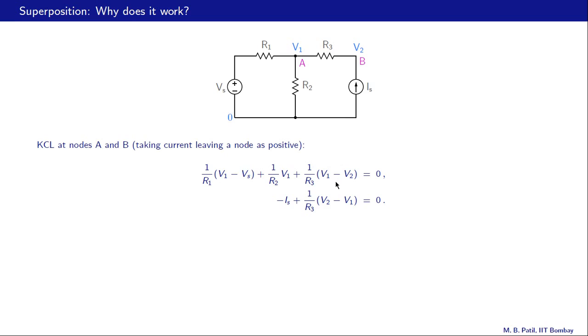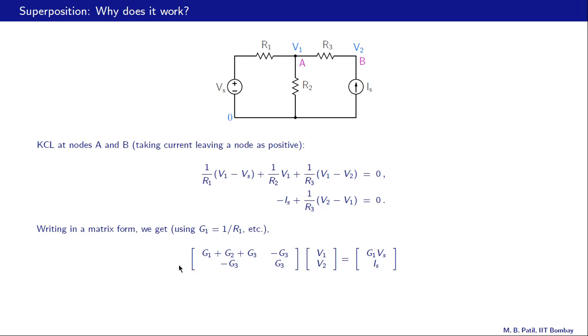And similarly, at node B, we have two currents, Is and this current. Now Is is entering the node here, and therefore that comes with a negative sign like that. And this current, which is leaving the node, is V2 minus V1 divided by R3, and that is the second term over here. So these are our KCL equations, and now let us see what we can do with them.